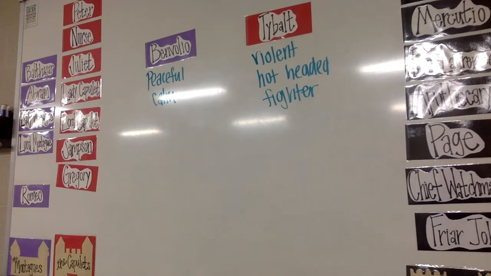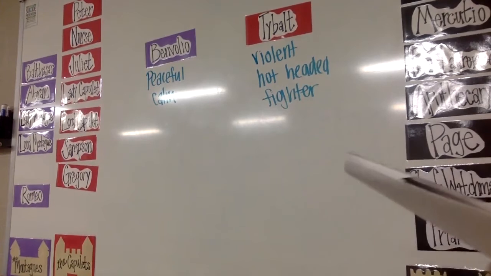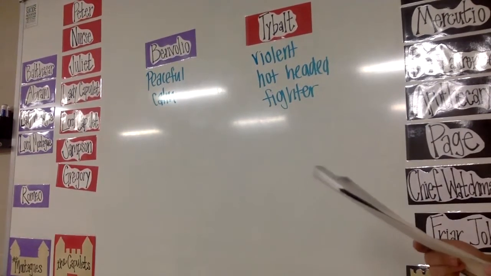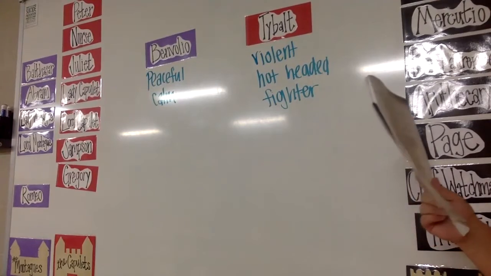Okay. So we're going to try to figure out why Romeo has been so moody lately, why he's just hiding in his dark room. We're at the top of page 1043.